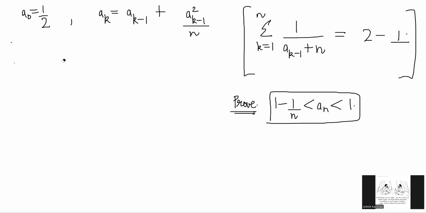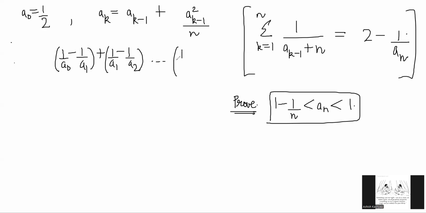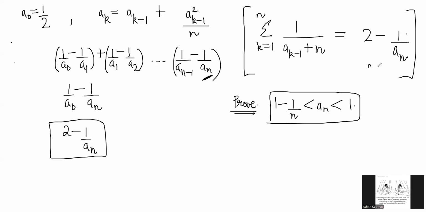Wait, I have made a mistake here. This was 2 minus 1 by an, not n. If you remember, the summation was 1 by a0 minus 1 by a1 plus 1 by a1 minus 1 by a2 and so on. So I made a mistake and I wrote n instead of an. So after doing the summation, it was this, right? So it should be 2 minus 1 by an here. I hope you understand. I was making a mistake here when I was writing it as n.